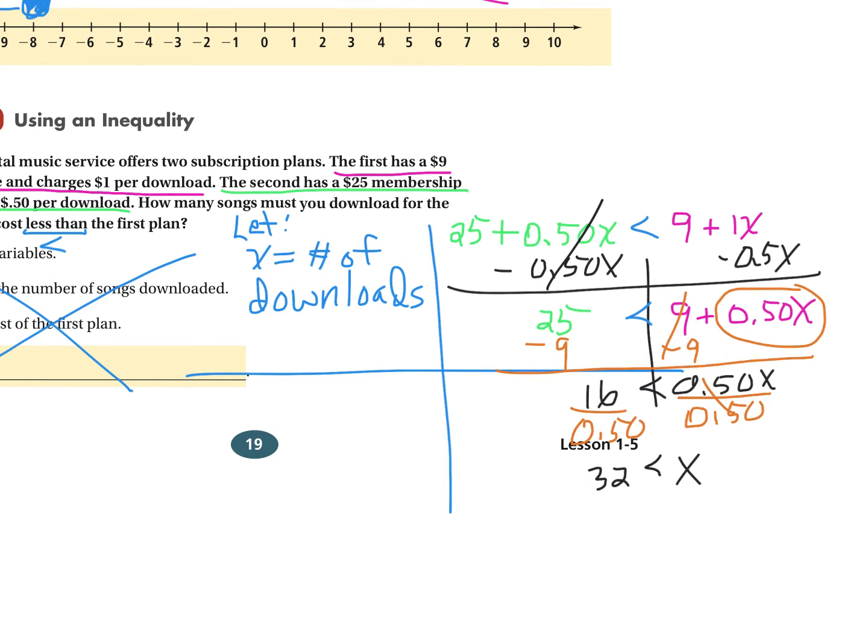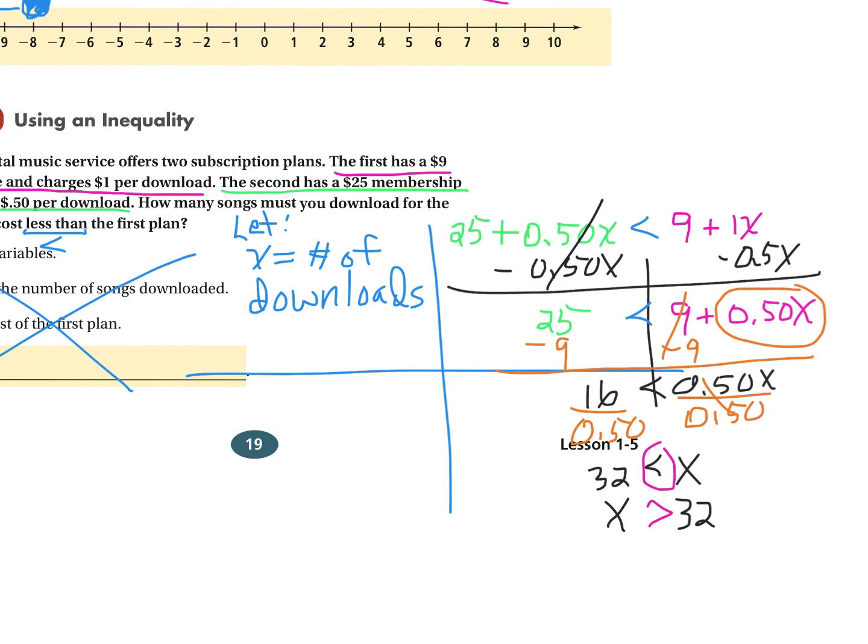You don't ever want to read an inequality backwards, meaning we have our x on the wrong side. I need to switch the x and the 32. If I flip-flop the left and right side, I have to flip that inequality sign as well. So this inequality sign is going to get flipped, and instead of a less than, it's going to become a greater than. And I'm going to switch the x and the 32.